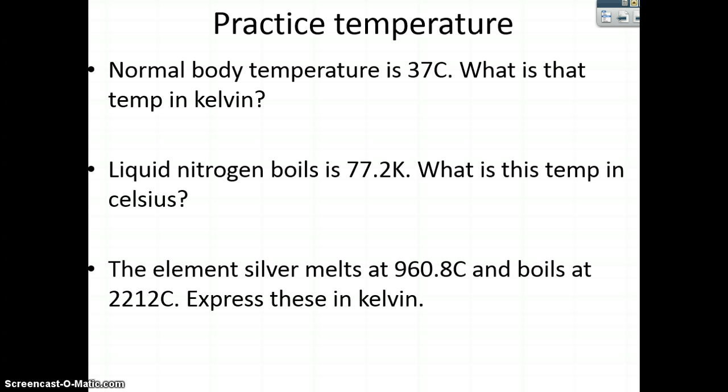Okay, at this point, you're going to want to pause the video and do some practice problems. You're going to be converting, or not really converting but transferring, Celsius to Kelvin, Kelvin to Celsius, and so forth. So if you pause your video, you can go ahead and do these practice problems.